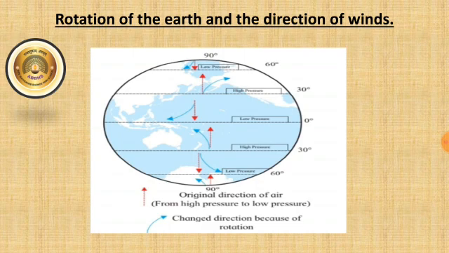Now, due to the rotation of the earth, the winds get deflected. Now, deflected means they have a change in their original path. Now, they get deflected towards the right of their original direction in the northern hemisphere and towards the left of their original direction in the southern hemisphere. So, what causes all this? The rotation of the earth from west to east causes the change in the original direction of the winds.